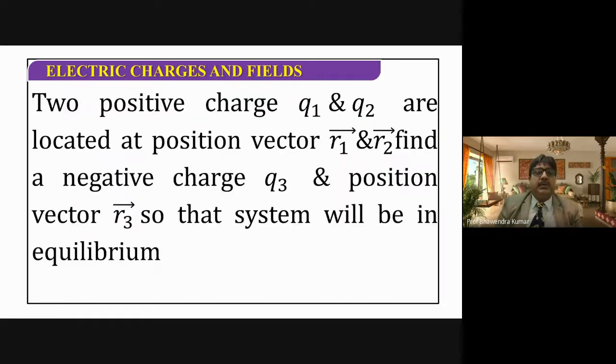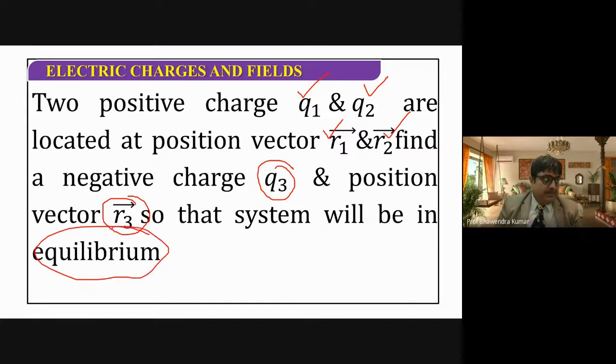Now let us move to the next question. There are two positive charges Q1 and Q2, located at points with the position vectors R1 and R2. I have to find a negative charge Q3 and its position vector R3 so that the system will be in the state of equilibrium. If you want, you can write the question.